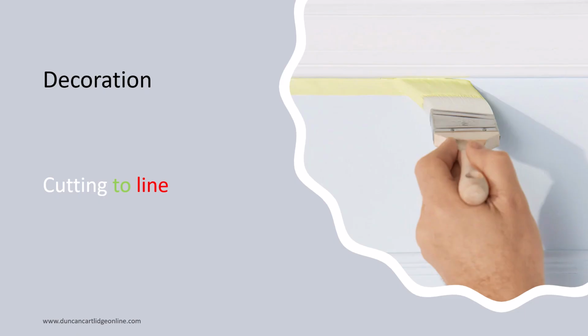Cutting to line is illustrated here. It is where two colours meet and involves using a trade quality paintbrush to manually apply straight lines of paint along the edges of an area that does not require paint, for example a light switch, a door or a moulding.